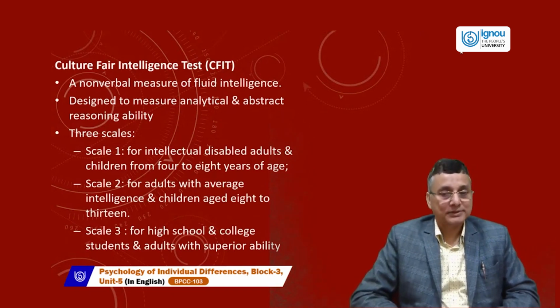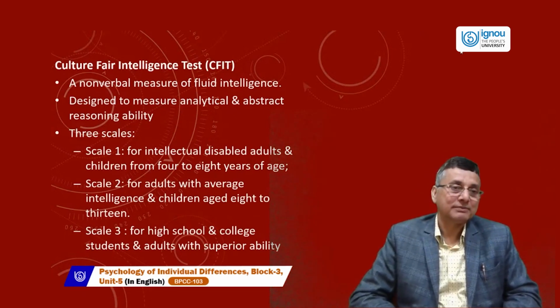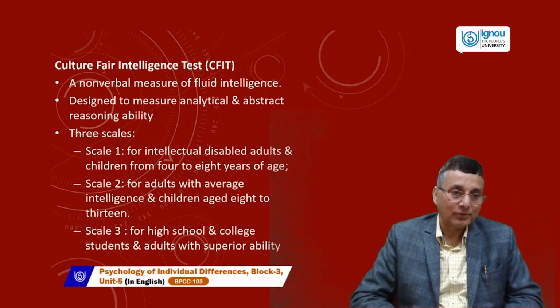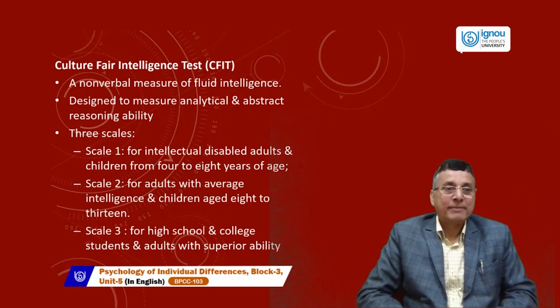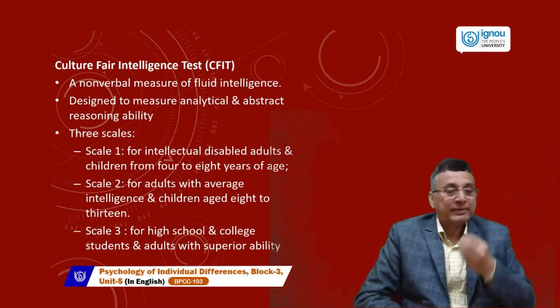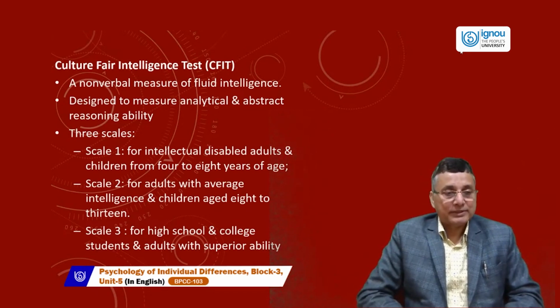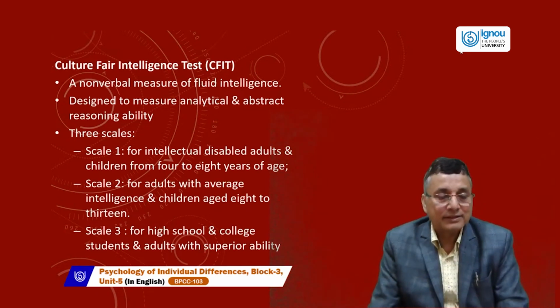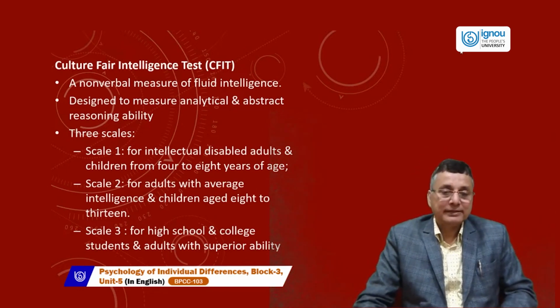Initially this test was called a culture free test. But then it came to be known that it is not possible for any test to become culture free, because there might be some direct or indirect influence of culture on that test. That's why the name was changed and it was called the Culture Fair Intelligence Test. There are three scales in the test. Scale 1 is for intellectually disabled adults and children from 4 to 8 years of age. Scale 2 can be used for adults with average intelligence and children aged 8 to 13. And scale 3 is used for high school and college students and adults with superior ability or good intellectual functioning.